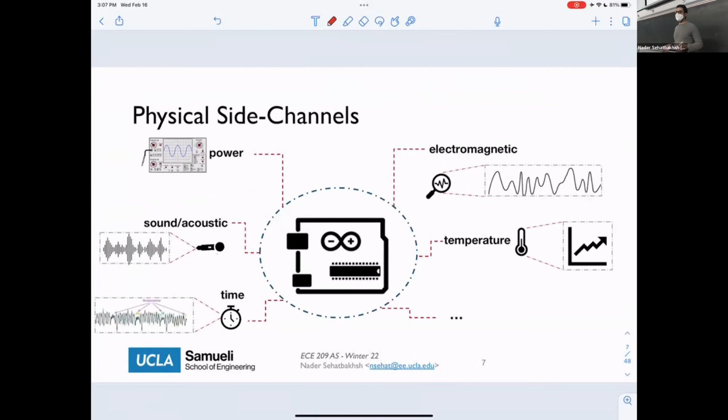So there are various possible types of physical side channels. The most famous ones are electromagnetics and power, mainly because they're more available, they're easy to measure, and usually they have more information available in these signals. But other than that, people have used temperature and sound or acoustic signals as well. So these are other parts of physical side channels. Recently there have also been more and more newer channels, which are non-traditional. We're actually going to talk about them as well in this lecture.